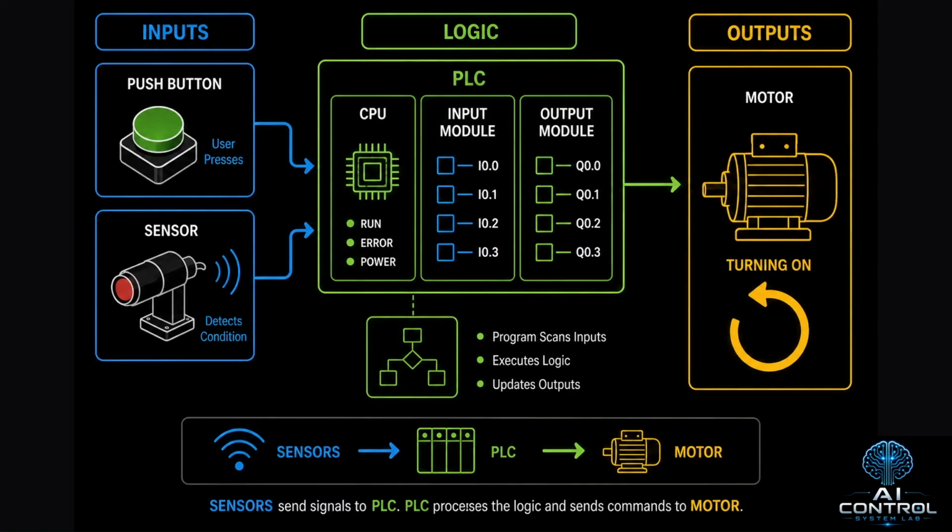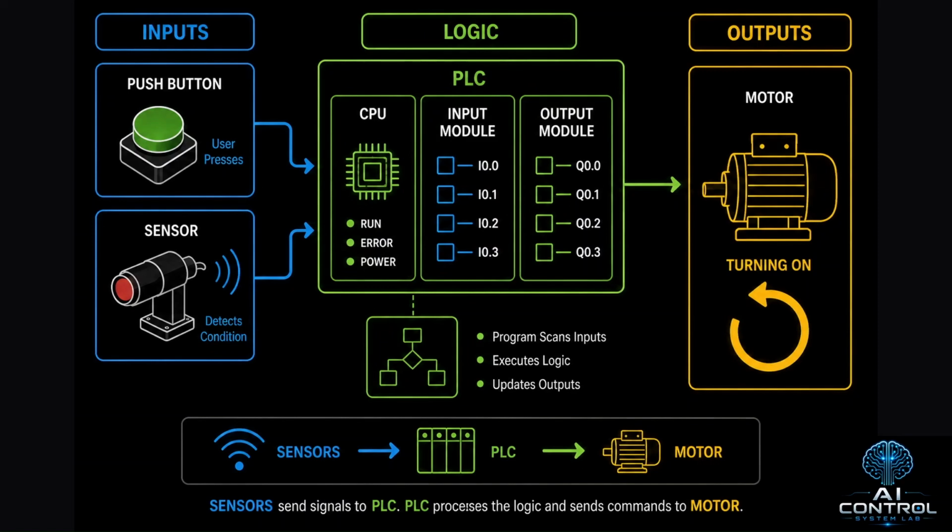PLC stands for Programmable Logic Controller. It's basically an industrial computer used to control machines. Think of it as the brain of an automation system. It receives signals from sensors and push buttons, processes logic, and controls outputs like motors and pumps.